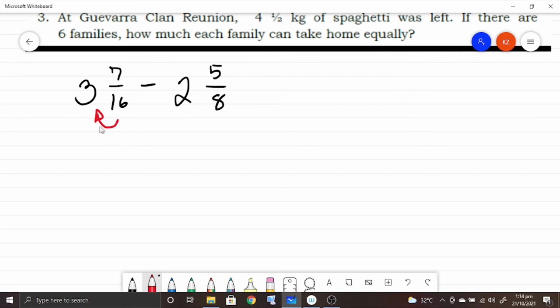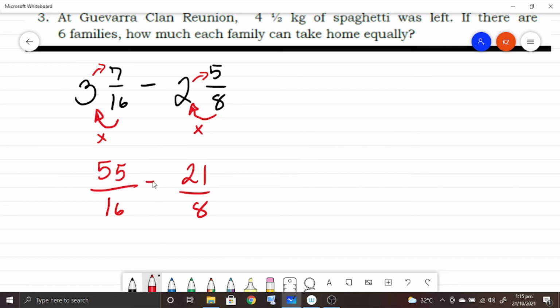So, 16 times 3, meron tayong, ilan yan? 16 times 3, meron tayong 48. Then, plus 7 is 55. 55 over 16. Okay, minus. Okay. 8 times 2 is 16 plus 5, 21 over 8.